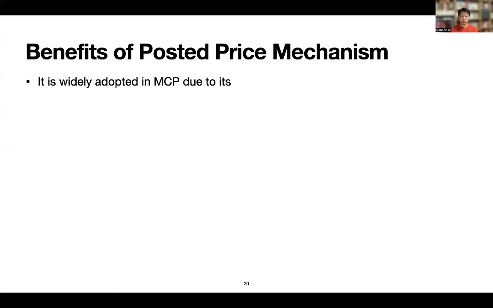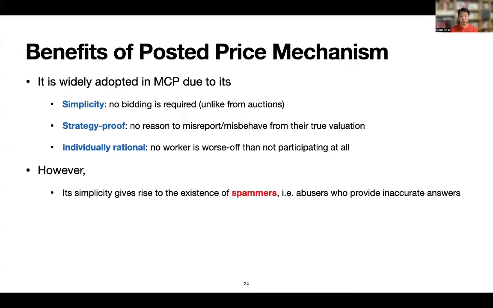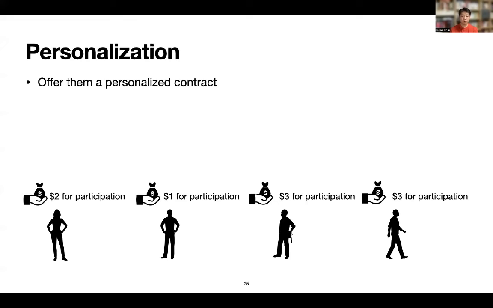As I briefly mentioned, the posted price mechanism has several nice properties: it doesn't have any bidding process, and the worker strategy becomes simple and clear. And obviously, they only earn from the platform. However, its simplicity leads to the emergence of spammers who abuse this platform by providing inaccurate answers, which might decrease the requester's efficiency.